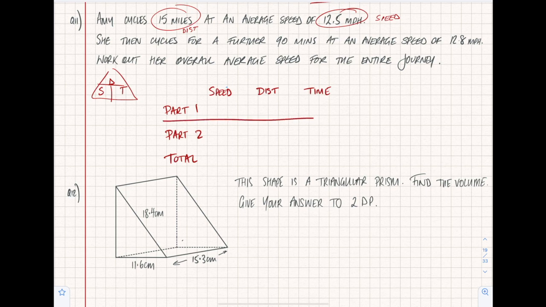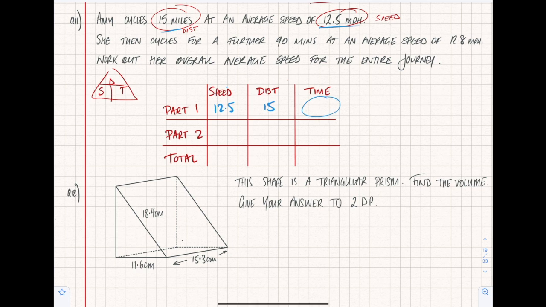Okay, and by doing that, it just helps you organise the information and see which pieces of information are missing and what we can find. It will also help you pick up marks and make it really easy for an examiner to see what you've worked out and where you've worked it out. So let's just fill in the information that we've got. So I've got here, Amy cycles 15 miles. That is my distance at 12.5. So straight away I can see the time is missing.